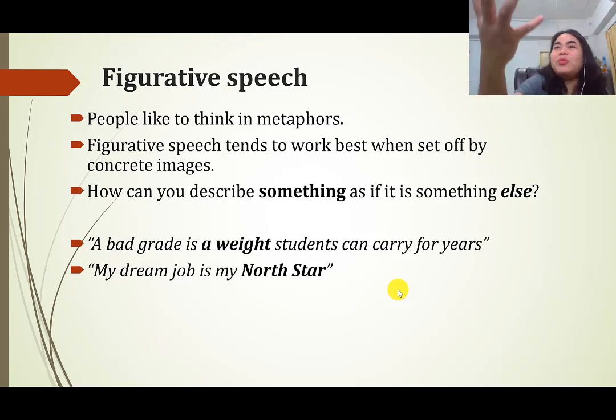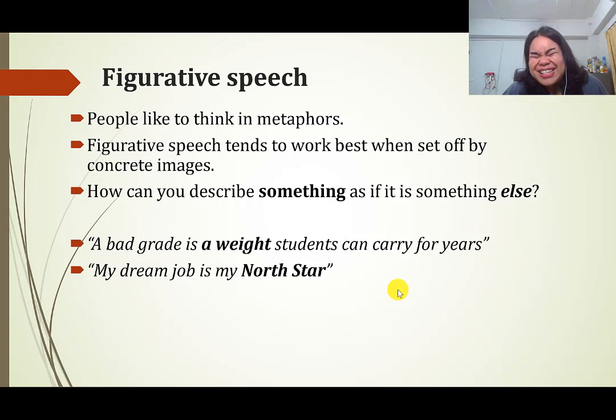But if your dream job is to be an English teacher, for example, then you know that the only way you can be an English teacher is through studying English. Okay, so you can say you use the North Star to convey the image of a dark sky, but that North Star is the only thing that sparkles in the sky, and it's guiding you through the darkest night, for example.